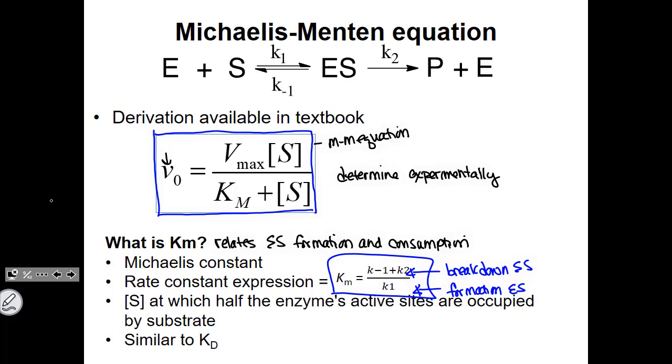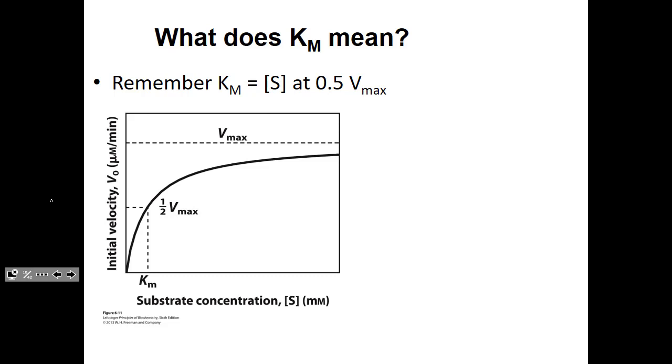Just like with our KD value, so Km is very similar to KD. The substrate concentration at which half the enzyme's active sites are occupied by substrate is also a definition of Km, and so it's very similar to KD. All right. So let's kind of go a little bit more into detail on what that means. So remember from the previous slide that Km, just like KD, this is just like KD. All right, and we'll compare the two in just a second.